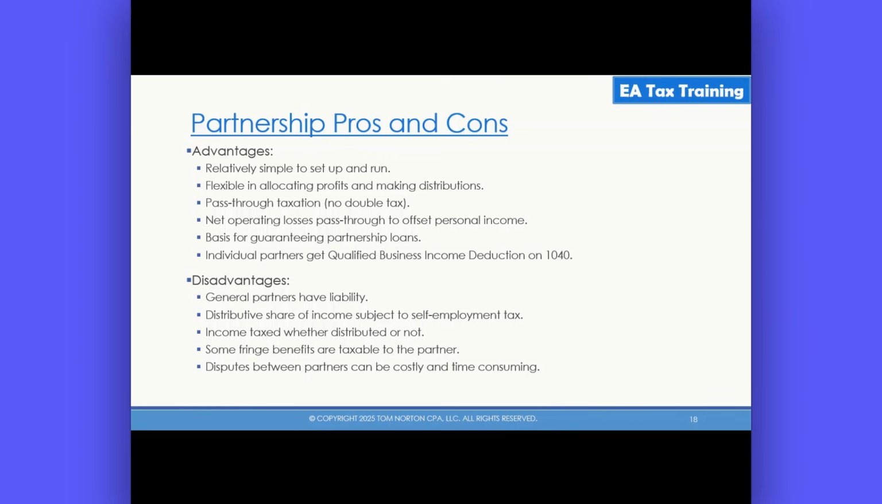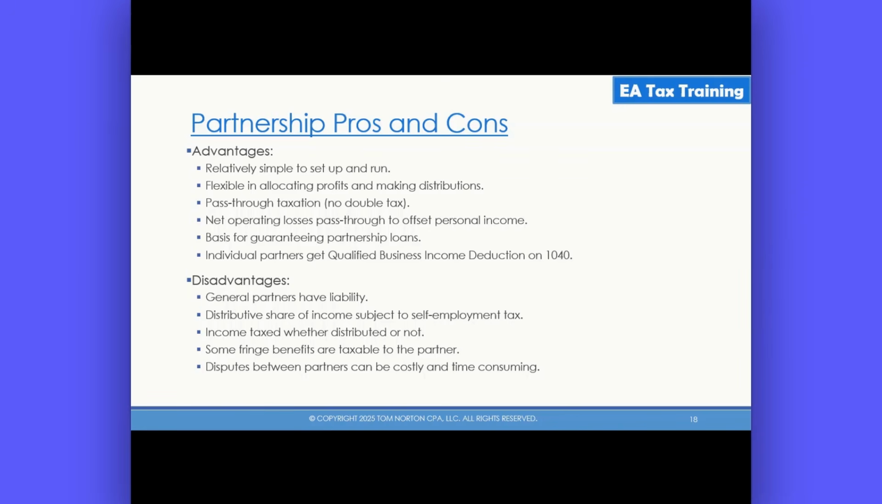The partnership is a pass-through entity, so that means that there is no double taxation because the partnership itself does not pay any taxes, only the partners do. Also, net operating losses pass through to the partners to offset their other income. So, if you got individuals, for instance, who are the partners, if there is a loss from the partnership, then they can actually use that loss to offset their other income on their personal tax return.